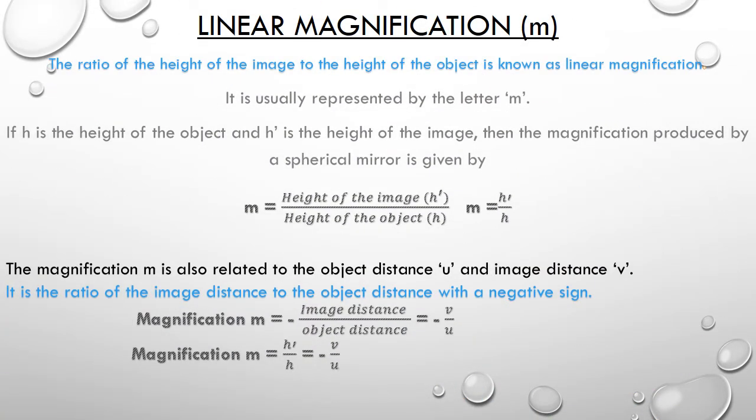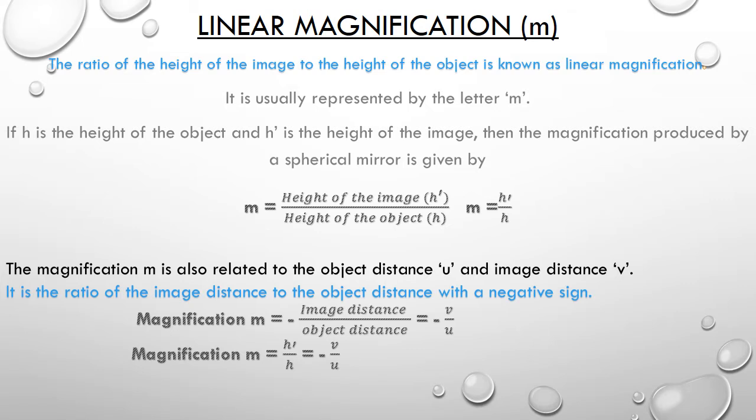Linear magnification, noted by the letter small m. The ratio of the height of the image to the height of the object is known as linear magnification. Linear magnification tells us how much an image is magnified or diminished with respect to the object. If h is the height of the object and h dash is the height of the image, then the magnification produced by a spherical mirror is given by m is equal to height of the image by the height of the object, that is h dash by h.